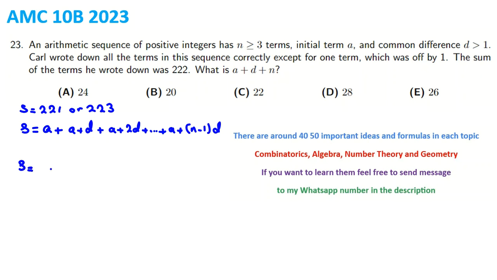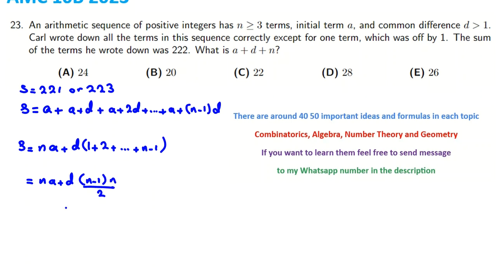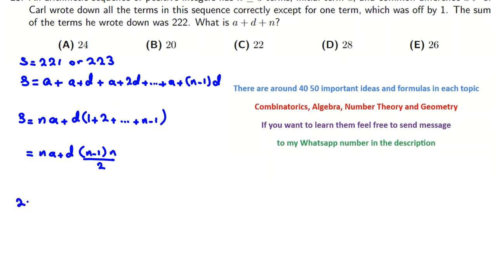Now we can say S equals a, how many a's are there? n a's, so na, plus we can factor out d, it will be d times (1 plus 2 plus ... plus n minus 1). So it is equal to na plus d times (n minus 1) times n over 2. Now, one thing we can say, if we multiply by 2, 2S equals 2na plus d times (n minus 1) times n.